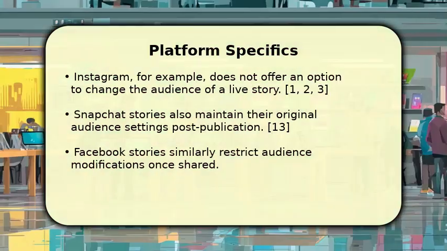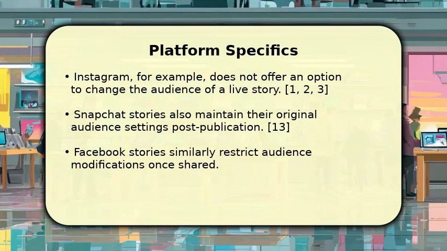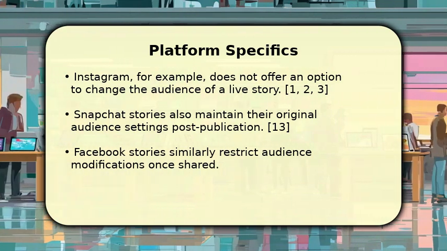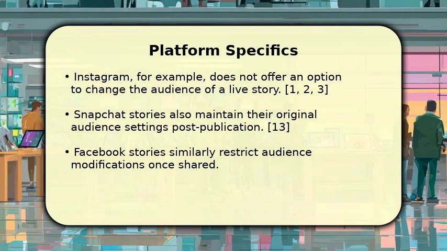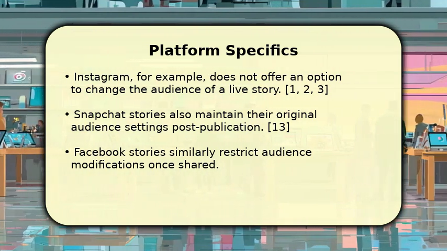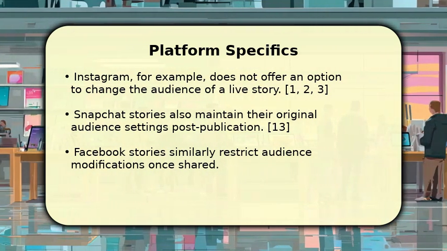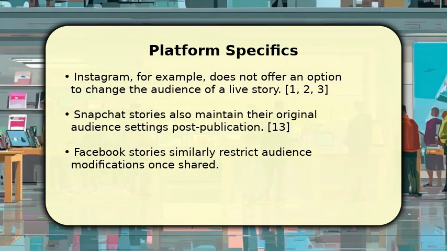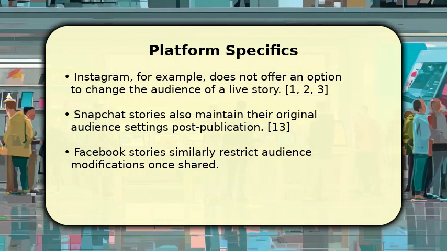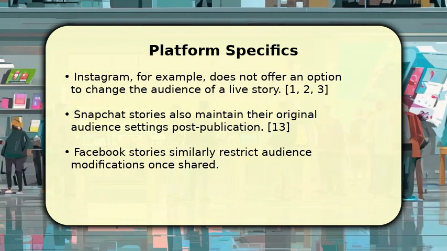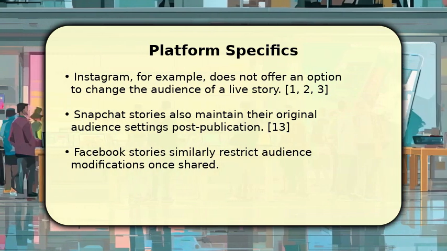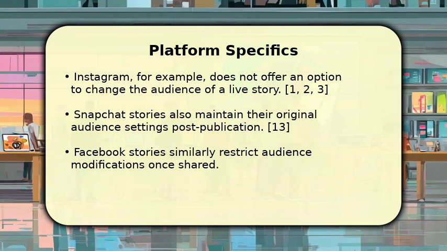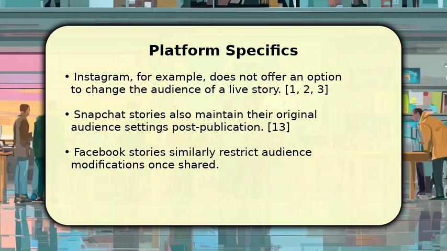Across major platforms like Instagram and Snapchat, the functionality to alter a story's audience after it's live is generally unavailable. For instance, on Instagram, once you've selected close friends and posted, that story will only be visible to that specific list. There isn't a button or setting to expand its reach to all your followers. This consistent approach across platforms emphasizes the importance of careful audience selection at the point of creation.